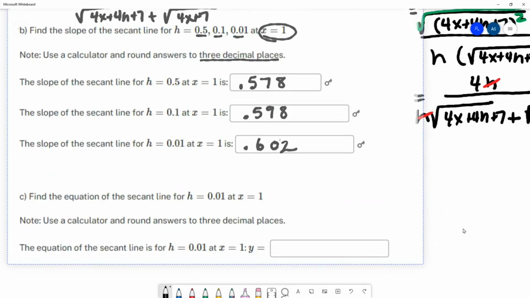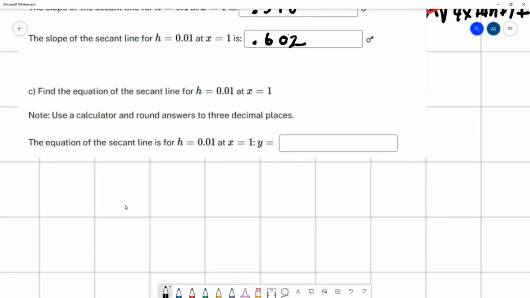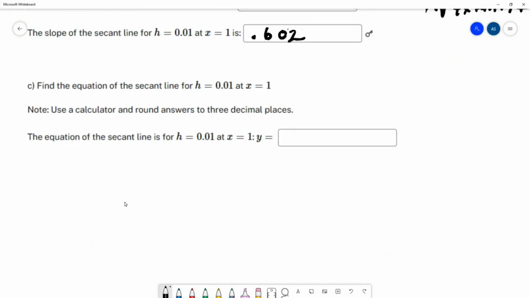Now for the last part here, we want to find the equation of the secant line. To find the equation of the secant line, we need to know the slope of the secant line, which we just found, 0.602. So we're finding the equation of the secant line when h is equal to 0.01 and x is equal to 1, which is what we just found in the previous part. We also need to know a point on the line. So we need an x and a y.